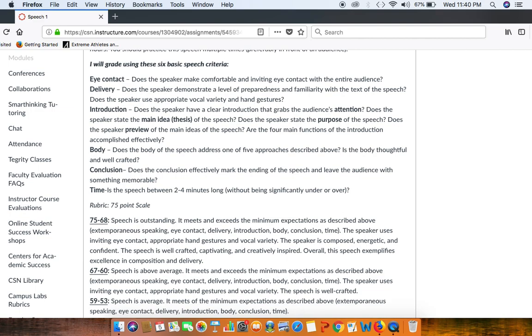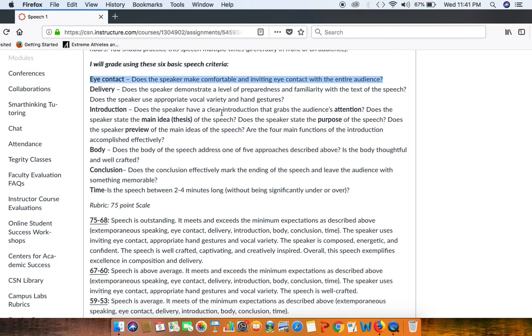I will be grading you on these 6 basic criteria. Your eye contact. Do you make comfortable and inviting eye contact with the entire audience? One thing would be to make point-by-point eye contact rather than scanning the room frequently, but rather speak individual lines to individual people, which is the best way to do that. Some people like to look at a spot on the wall just behind the audience. I don't think that's very good because you actually want to connect with your audience by looking at them.